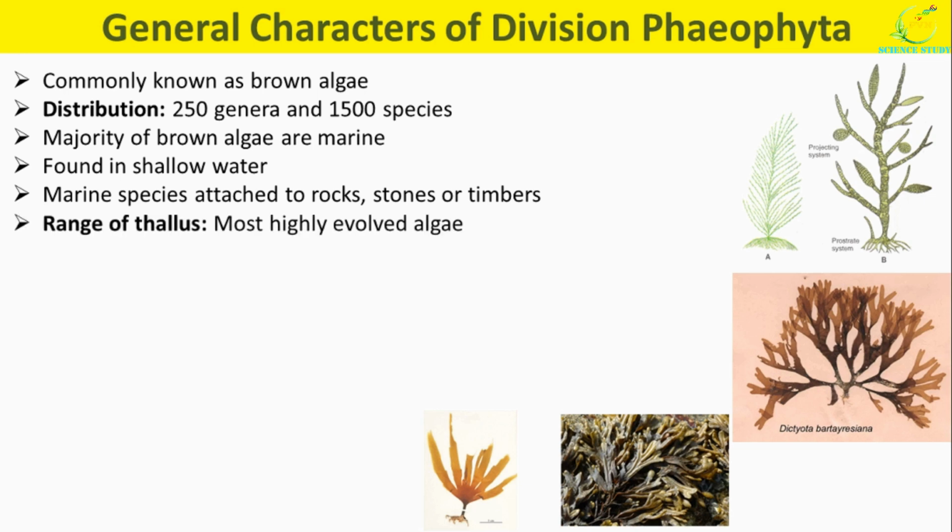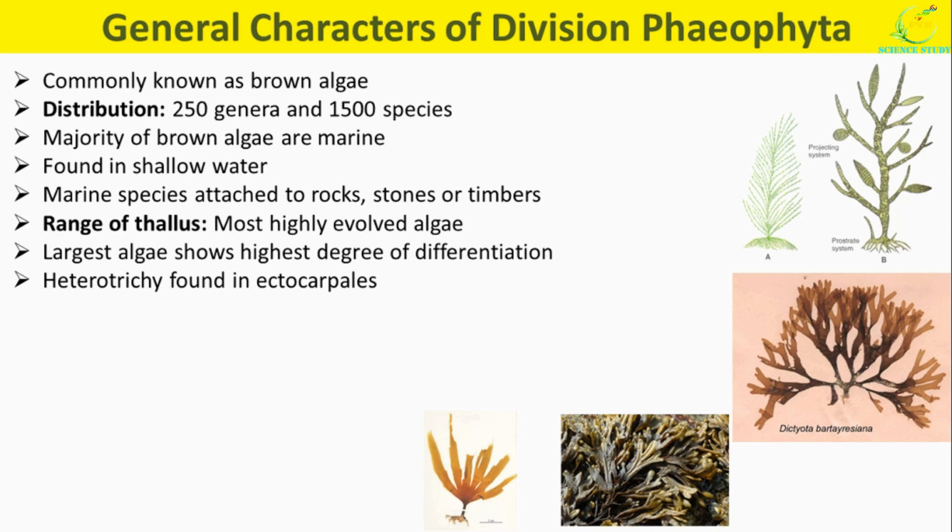Now we will see range of thallus in Division Phaeophyta. Phaeophyta is a group which contains most highly evolved algae and it shows a great range of thallus differentiation. Phaeophyta are the largest algae having definite form and they display the highest degree of body differentiation.